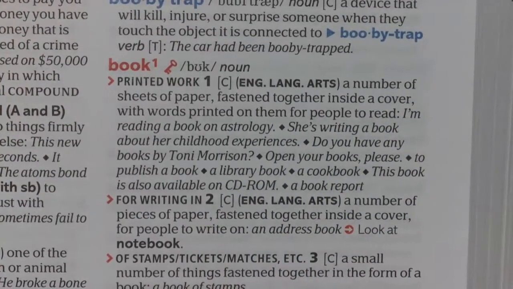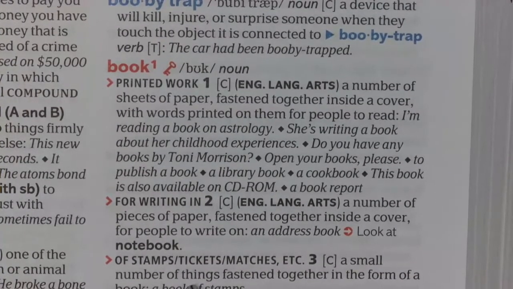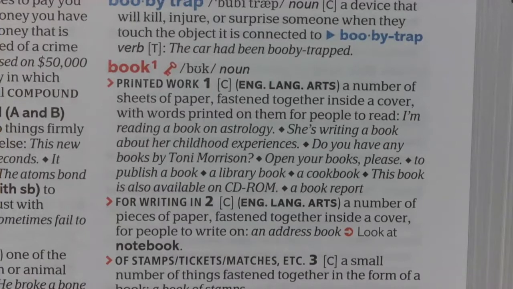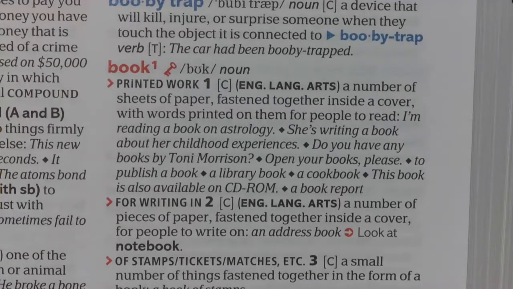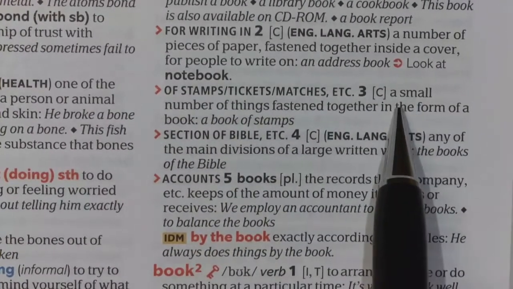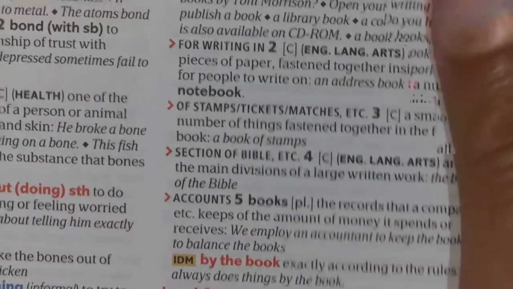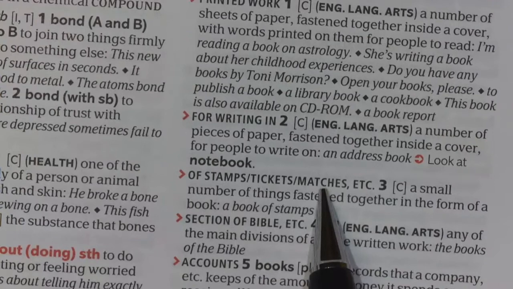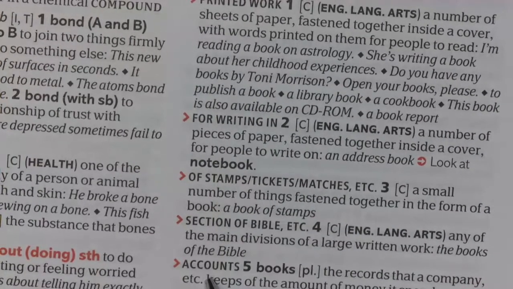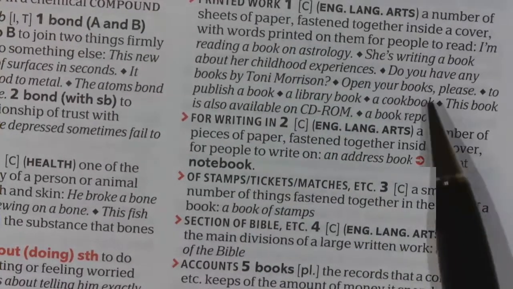So if you see the word book in something you're reading and they're using it differently than you expect, then think about the situation, right? Let's say I'm buying stamps at the store and they say book of stamps. Well, here's the topic of stamps. And so it says a small number of things fastened together in the form of a book, right? Or a book of matches, like that. So this is helpful if you think about the topic or the context of where you're hearing or seeing the word. It can quickly get you to the right definition for the word.